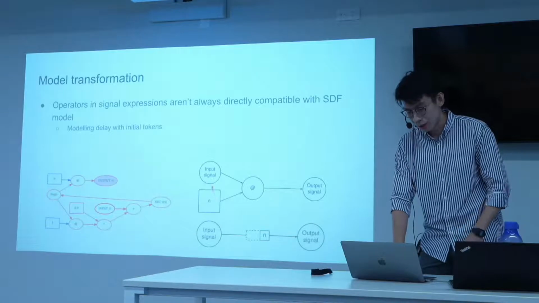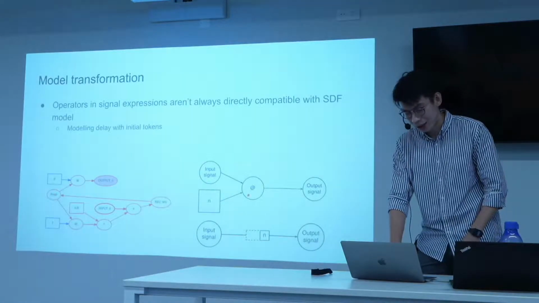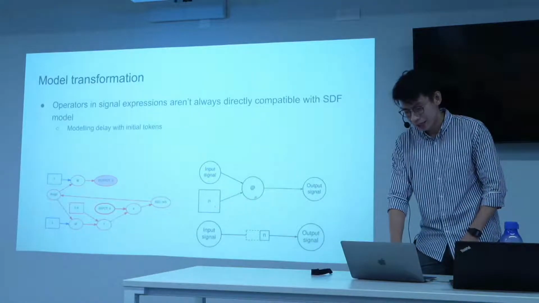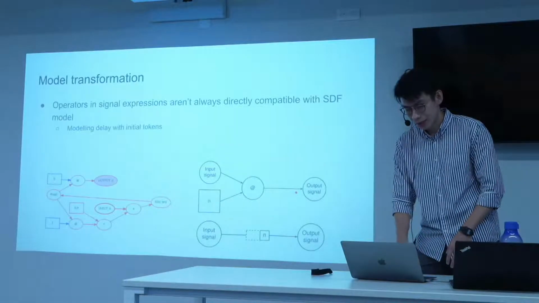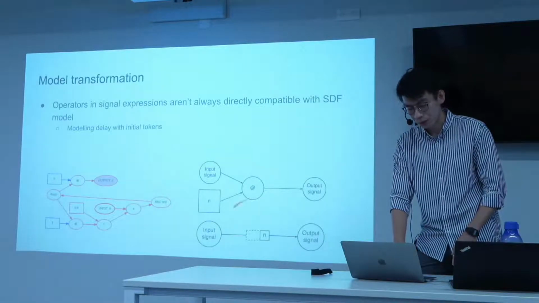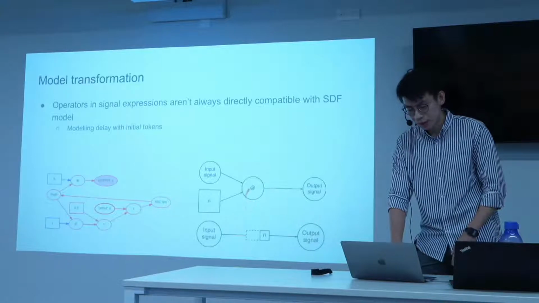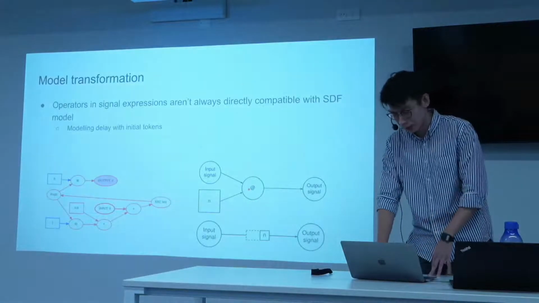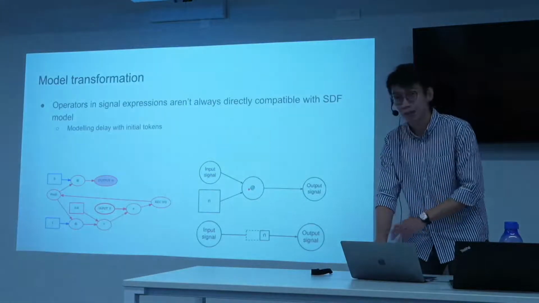So the input signal here goes into a delay operator with an argument of n, and from that it gets sent to the output signal. And so this is the pre-transform. And in the post-transform, we remove the delay operator and replace it with a buffer with n initial tokens of value 0.